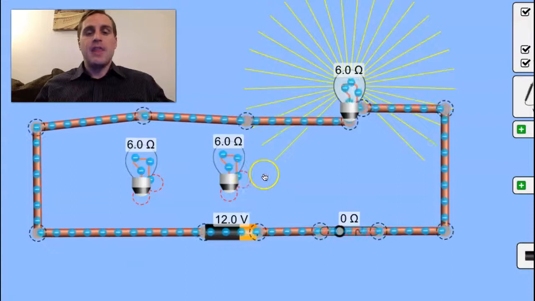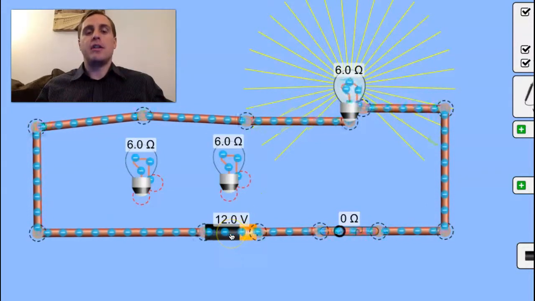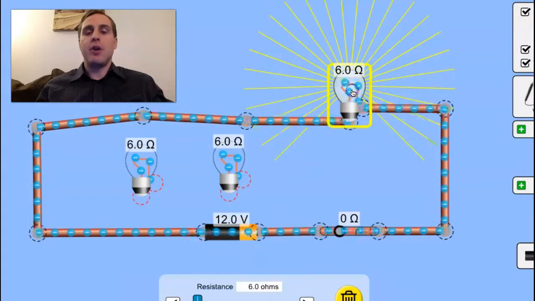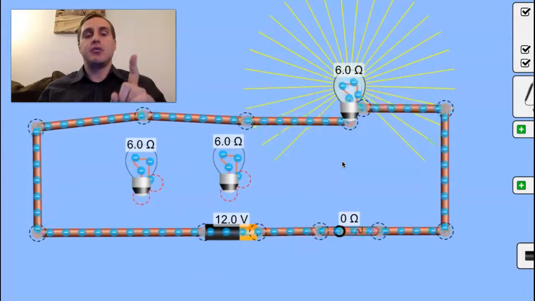Okay. Then let's also discuss what the brightness of this light bulb means. The brightness is indicative of the power dissipated. Now in this case, the power delivered by the battery will be exactly equal to the power dissipated in this resistor. That's because there's only a single resistor.